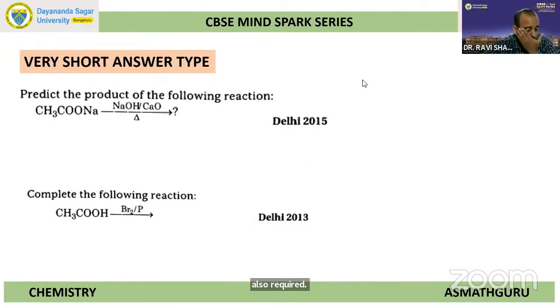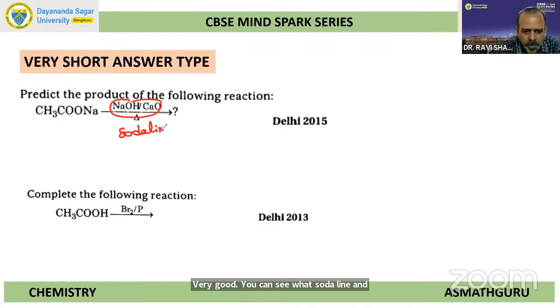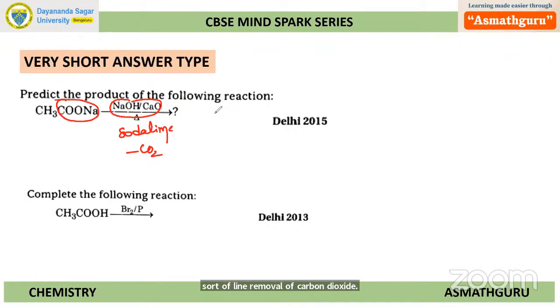Write the product of the following reaction. I already told you: NaOH and CaO means what? Soda lime. And why do we use soda lime? Removal of carbon dioxide. So what do you get? CO2 and Na are removed, so you end up getting CH4.